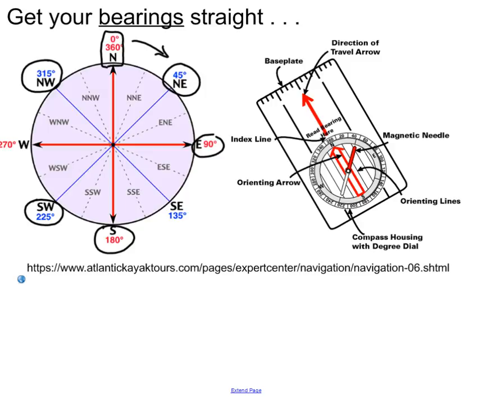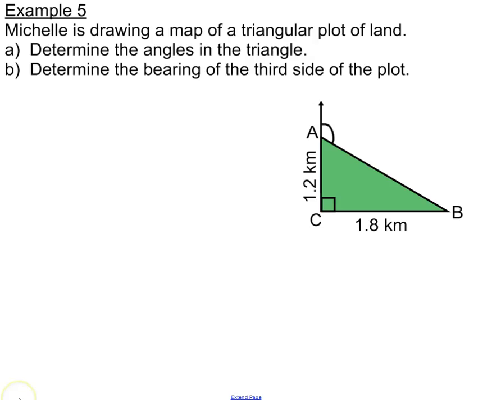Okay, so this is the last example I'm going to look at, and then tomorrow and the next couple days we'll probably be doing some hands-on work with clinometers and measuring inaccessible heights, and then we'll also be getting really good at solving real-world problems with trigonometric ratios. Okay, so this example number 5, the plot is drawn. Michelle is drawing a map for a parcel of land or a plot of land.